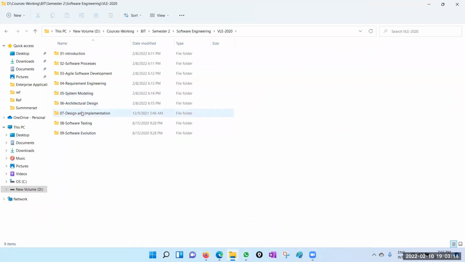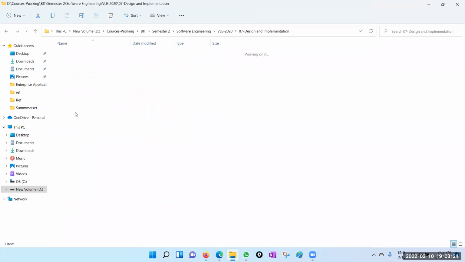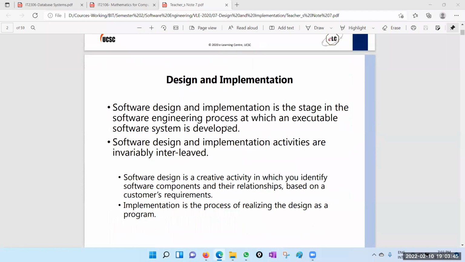Right. So I just have to finish the design and implementation, because I went through the slides on system modeling and architectural design. This one will be discussed, but I just want to go through your UCSC slides. Okay, so let's quickly go through. Anyway, last time we discussed designing. Designing is all about modeling the solution, or coming up with different solutions, modeling and thinking about the alternatives, picking the best solution, etc.